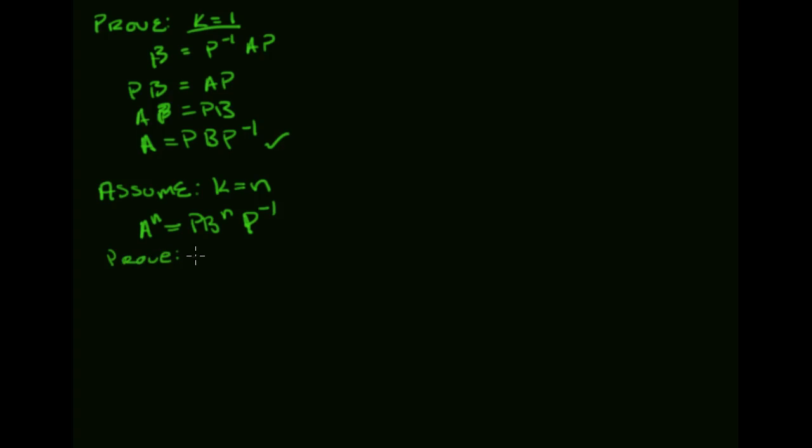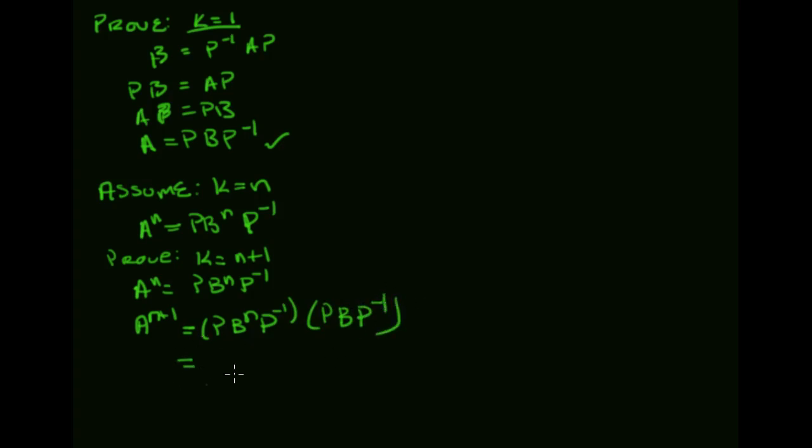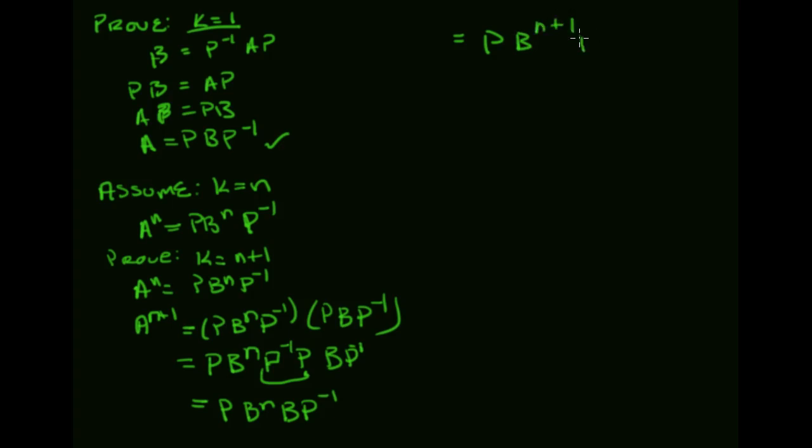Okay, so we're going to use that fact to prove that this works for K equal to n plus 1, right? So if A to the n is equal to P, B to the n, P inverse, then A to the n plus 1 is equal to P, B to the n, P inverse times A, which is P, B, P inverse. Okay, if I take off the parentheses here, I get P, B to the n, P inverse, P, B, P inverse. This is the same as the identity, so this is going to be P, B to the n, B, P inverse. B times B to the n is B to the n plus 1, P inverse. So this works for n plus 1.